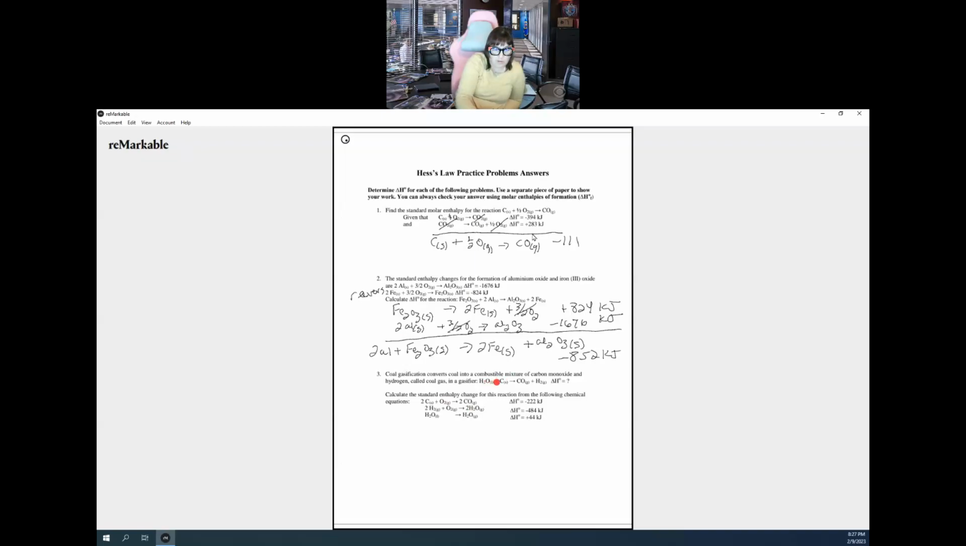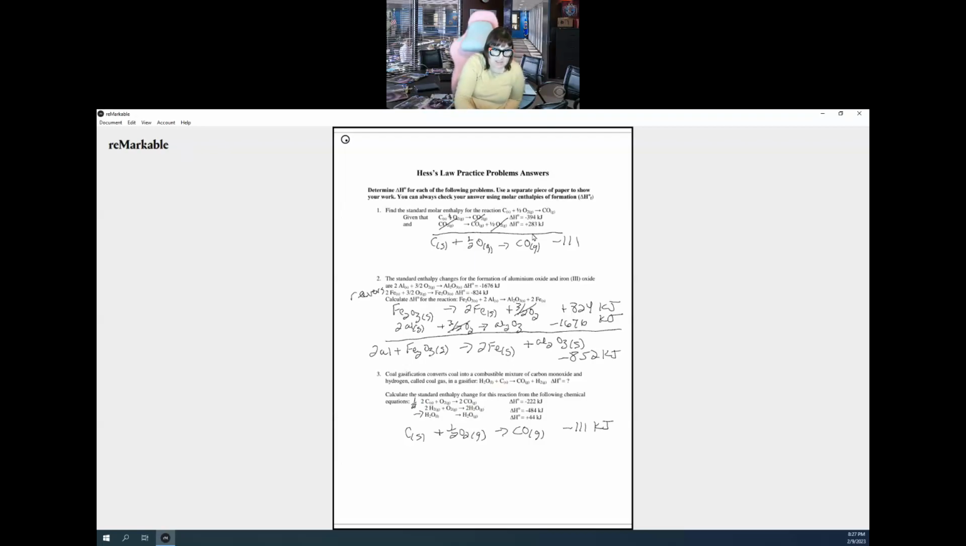So if I look at what I want, H2O liquid as a reactant, I have H2O liquid right here, so I'm going to use this as is. I want to have C solid, so that's going to be this equation, but I need to divide it by 2. So that's going to give me C solid plus half of an O2 gas to give me CO gas. And of course, that's going to be negative 111 kilojoules because I have to divide that by 2.